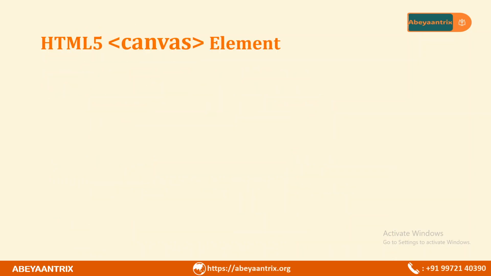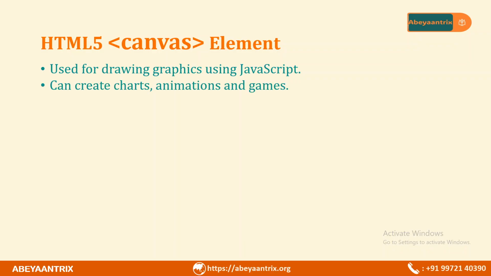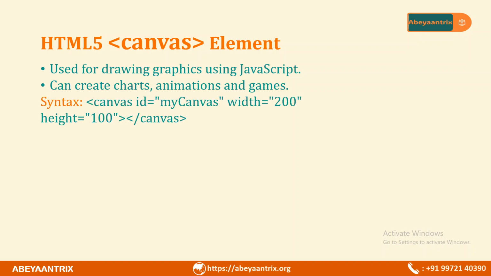So the next one is canvas. Canvas is used for drawing graphics using JavaScript. This is a powerful feature for creating graphics dynamically using JavaScript. It can create charts, animations, games, and many more. The syntax is like this: you use the canvas tag, an ID for identifying the canvas, and width and height for the canvas design. So this is the basic syntax for canvas.